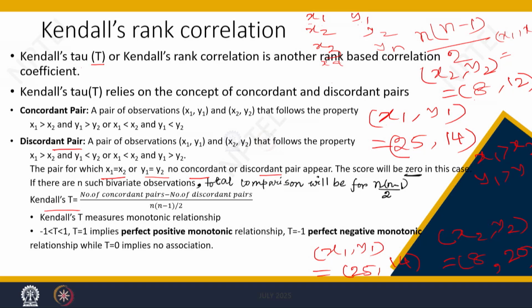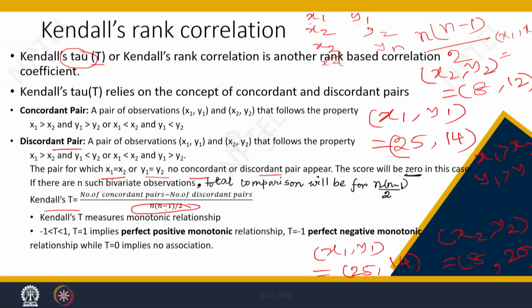So Kendall's T or Kendall's tau: T is the sample version and tau is the population version. Whenever we are indicating population Kendall's T, we will use the word tau, and whenever we are indicating sample Kendall rank correlation, we may say Kendall's T. Clear? The definition of Kendall's T is the number of concordant pairs minus the number of discordant pairs divided by n into n minus 1 by 2. So this is the total number of comparisons.